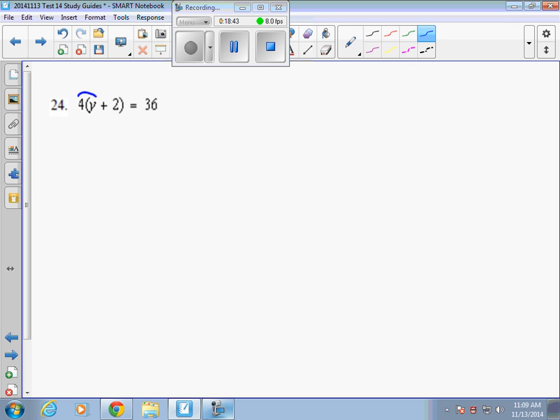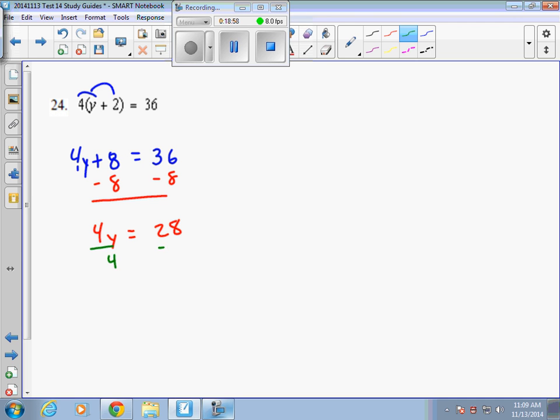Again, distribute 4 times y, 4 times 2. Undo addition first by subtracting. Undo multiplication next by dividing. y is 7.